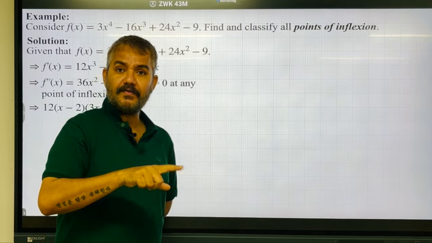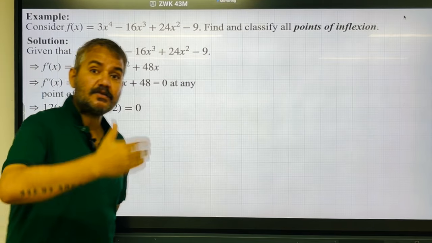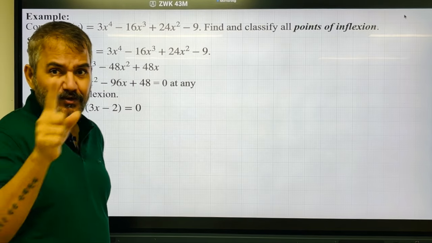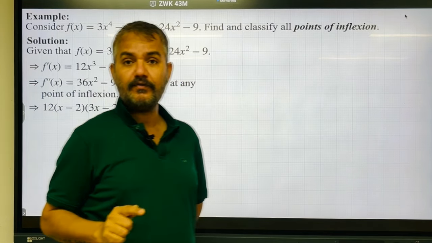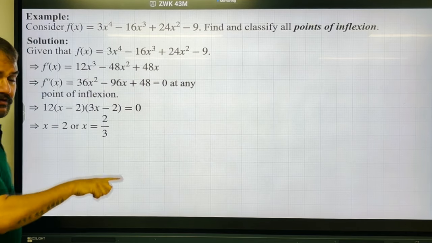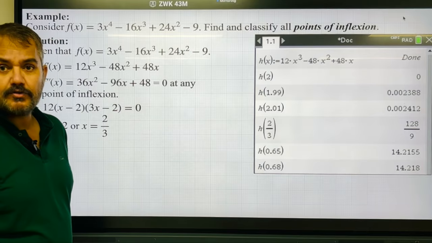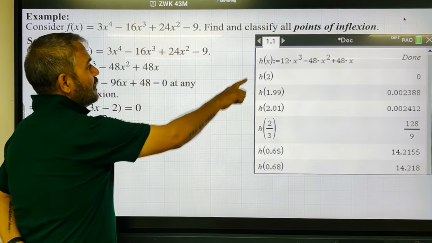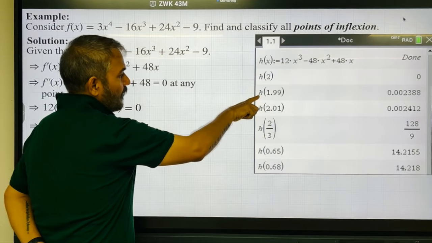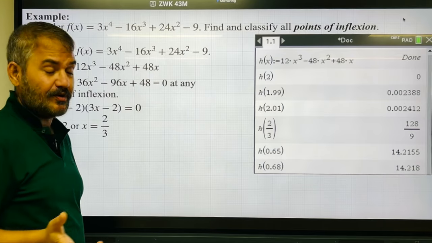Now, if you remember, we discussed that a point of inflection is the point where the rate of change is either highest or lowest. So when we are talking about change, the sign of the first derivative will remain the same on both sides of this point. At these 2 points, the second derivative is 0. So we check the sign of the first derivative around these 2 points. Again, I have used the TI Inspire CX calculator. I define the first derivative as function h(x), h(2) is 0. And at 1.99 it's positive, at 2.01 it's positive.